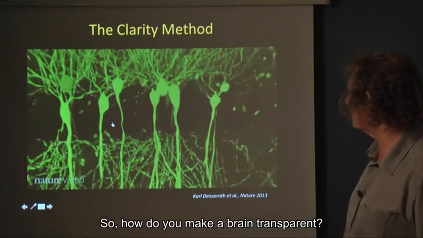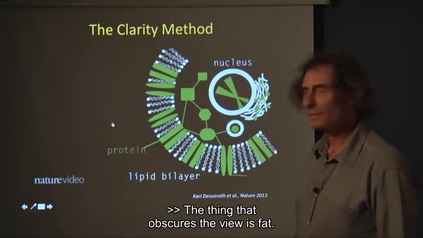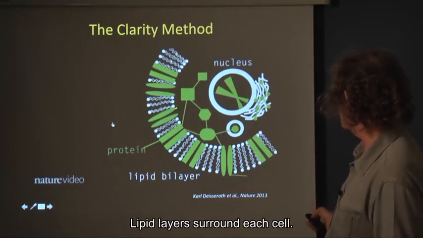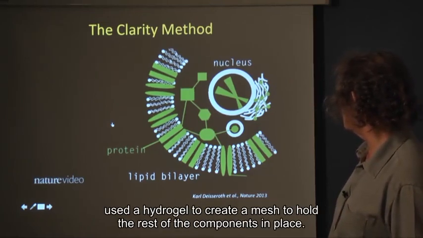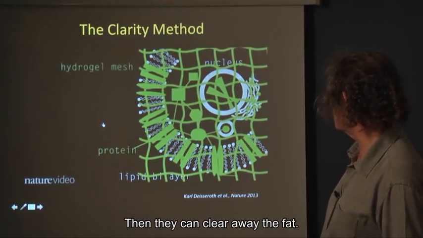So how do you make a brain transparent? That's the new technique, how to make it transparent. The thing that obscures the view is fat. Lipid layers surround each cell. These To are the remove them without disrupting the cell structure, the team used a hydrogel to create a mesh to hold the rest of the components in place. Then they could clear away the fat.